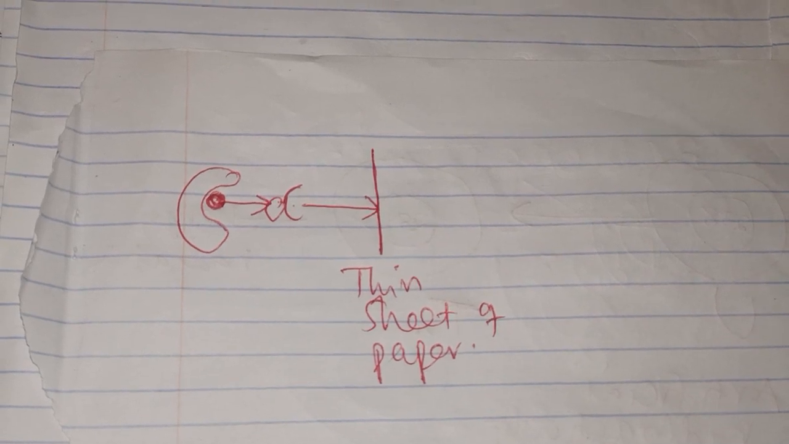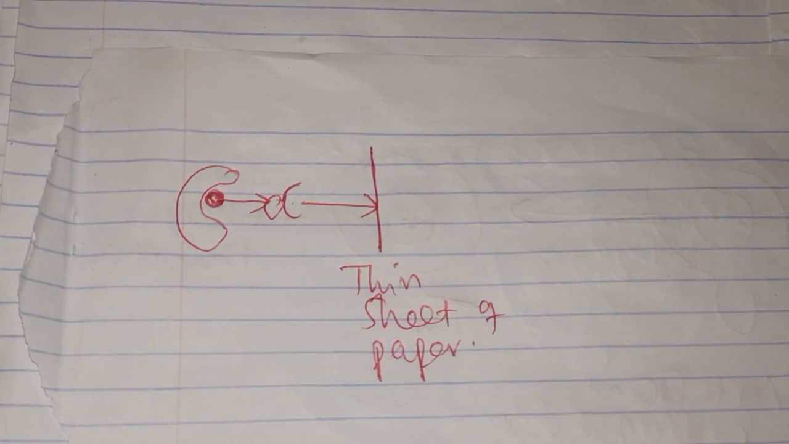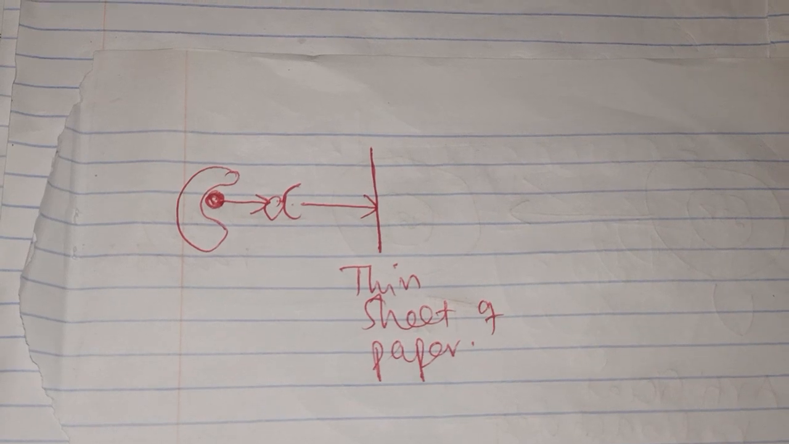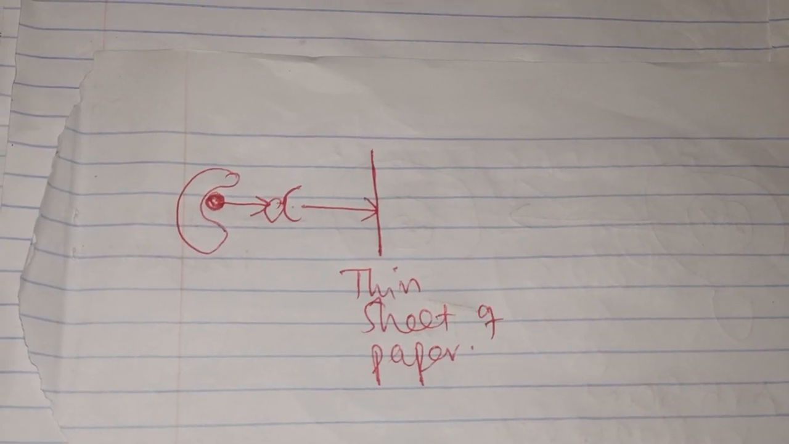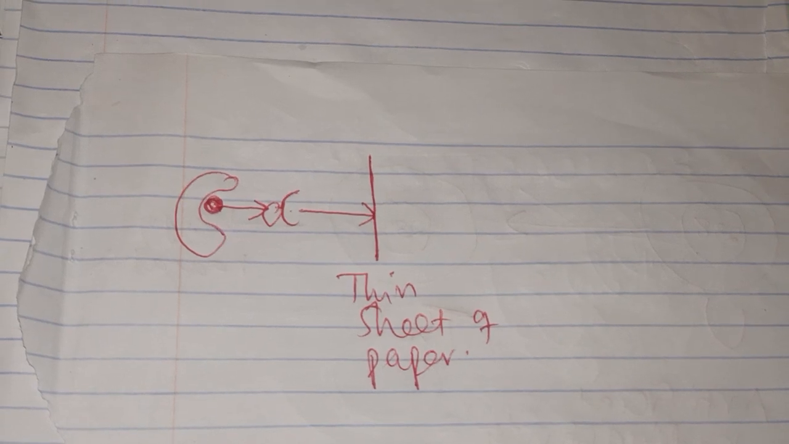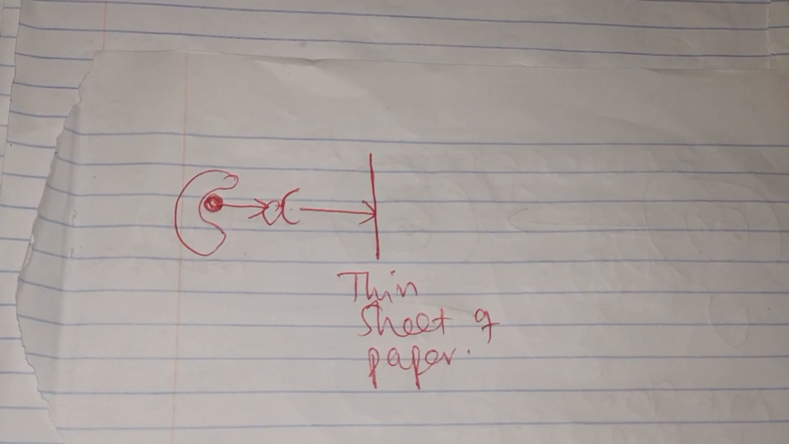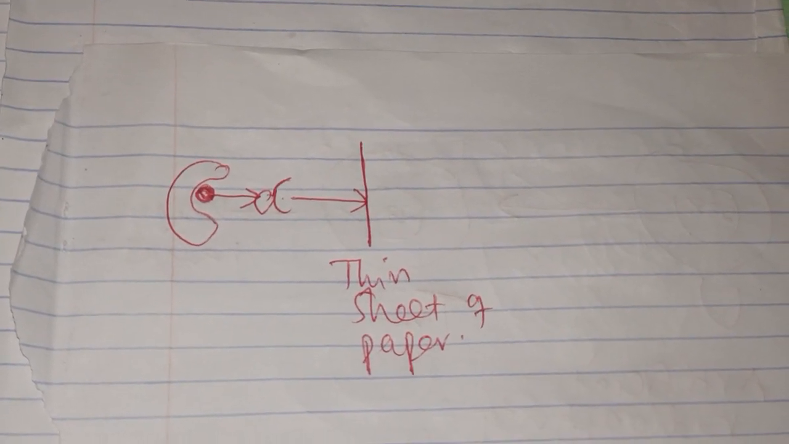You see, they have just a range of a few centimeters in air in terms of their penetration. They have a very low penetrating power, so they can get blocked by a thin sheet of paper.